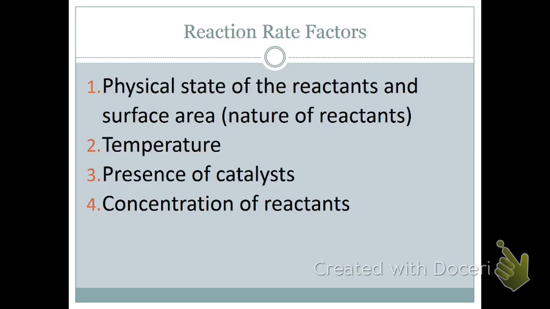Okay? So next thing is the physical, did I miss something? Nope, I didn't. Okay, so some things that will affect the reaction rates. We have the physical state of the reactants and their surface area. In other words, the nature of the reactants. Is it a powder? Is it a solid? Is it a big chunk of something? Also, is it a solid, liquid, or gas? The temperature is going to affect it. Presence of a catalyst, and concentration of reactants. And so we're going to talk about each one of those a little bit more extensively.